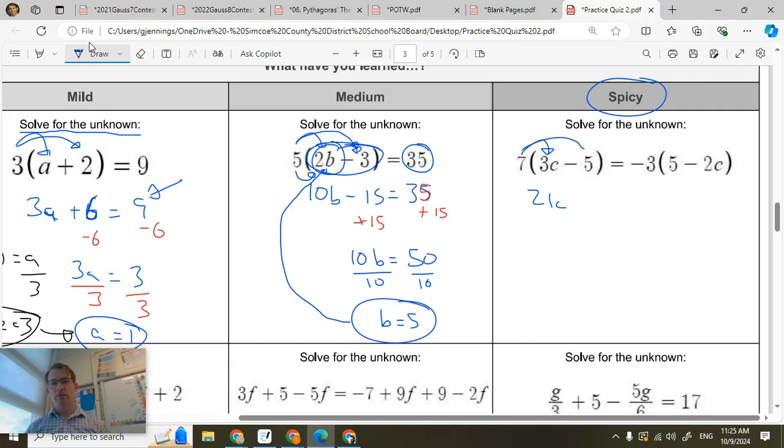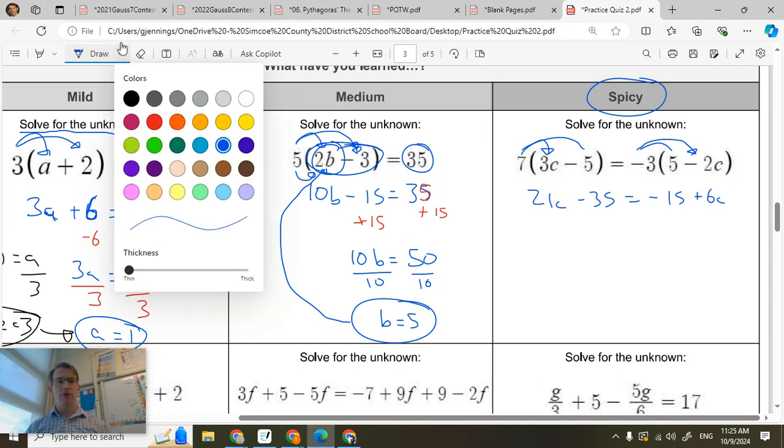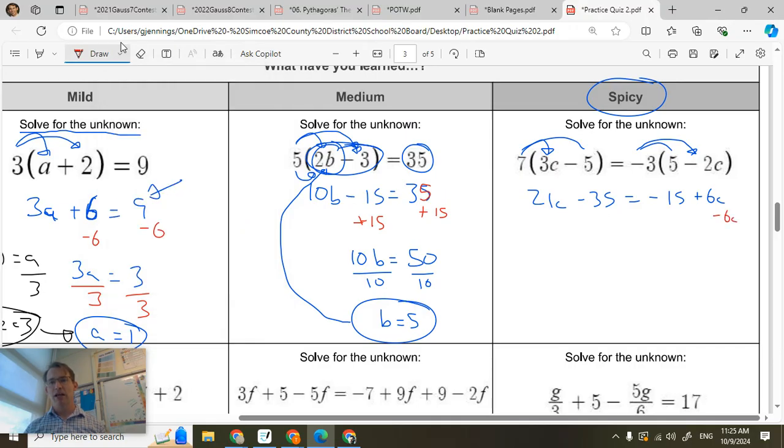21c minus 35 equals negative 15, because negative 3 times 5 is negative 15. Negative times a positive is positive, so plus 6c. Okay, and now we get out our inverse operations pen. Oh, I got c's on both sides of the equal sign, so I'm going to subtract 6c. That will eliminate that one, it's gone. But I have to do the same thing to the other side, subtract 6c.